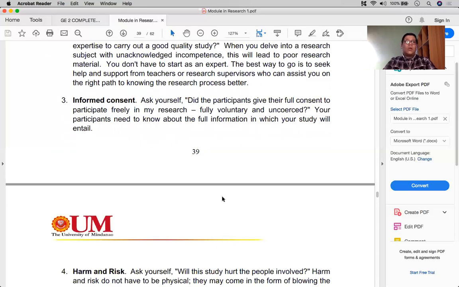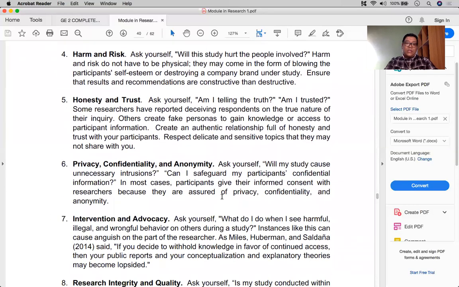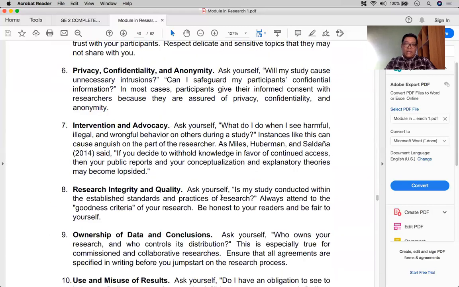This is why when you have participants to be interviewed or participants who will be asked to answer questionnaires, informed consent is really a prerequisite. That means you have to ask them to sign first on the informed consent form before they are asked to participate in your study. You also need to consider the harm and risk.